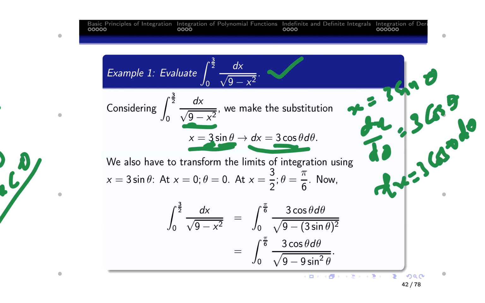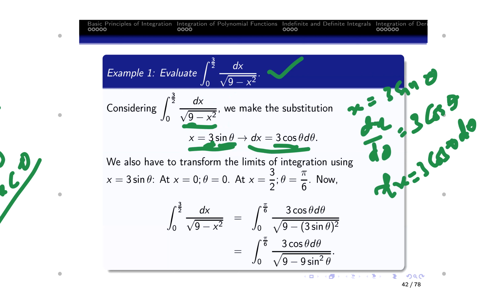Okay. So once you get that in place, you also have to transform everything. You have something to replace x, and you now have something for dx. But whenever you have an interval like this, you also have to make a replacement for that, just like we did when we were substituting algebraically. You have to do a complete transformation with respect to the new expression you have. So we also have to transform the limits of integration using x equals 3 sine theta.